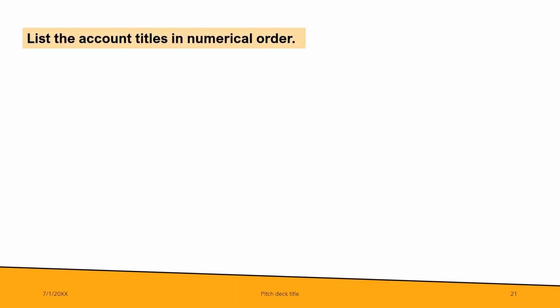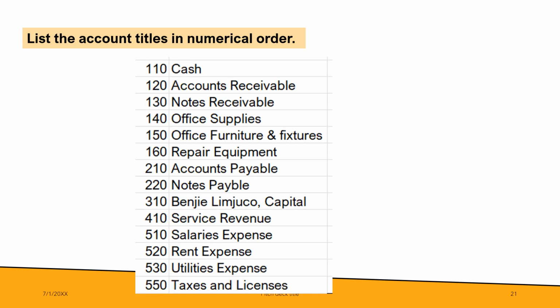Okay, this is how we do the procedures enumerated in the previous slide. Number 1 is to list the account titles in numerical order. So we have here the account titles with balances, as well as their account code. You will arrange it in ascending, numerical order. We start with the lowest number, cash. 1110 is assigned to cash, down to taxes and licenses, 550.